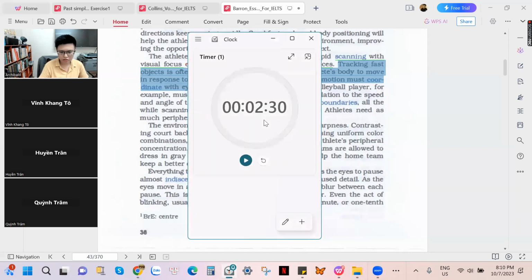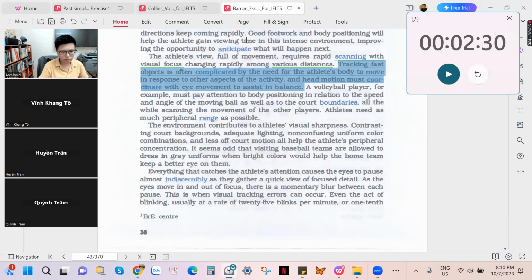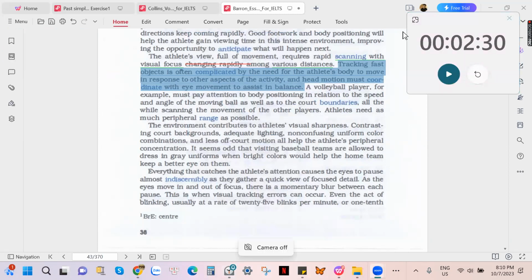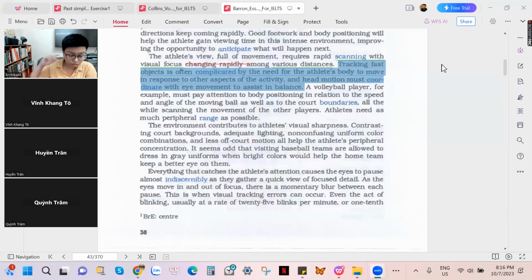Okay. Let's start. The second sentence, let's start studying together. Tracking fast objects is often complicated by the need for the athlete's body to move in response to all the aspects of the activity, and head motion must coordinate with eye movements to assist in balance.